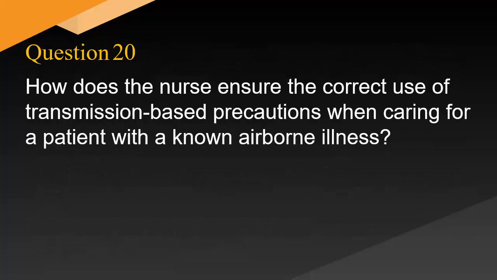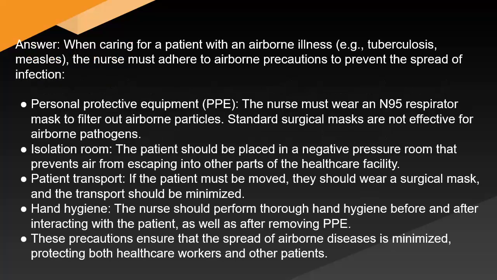How does the nurse ensure the correct use of transmission-based precautions when caring for a patient with a known airborne illness? Answer: when caring for a patient with an airborne illness, e.g. tuberculosis, measles, the nurse must adhere to airborne precautions to prevent the spread of infection. Personal protective equipment, PPE. The nurse must wear a respirator mask to filter out airborne particles. Standard surgical masks are not effective for airborne pathogens.